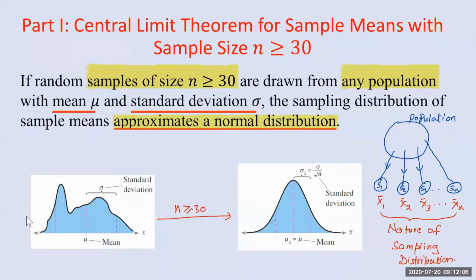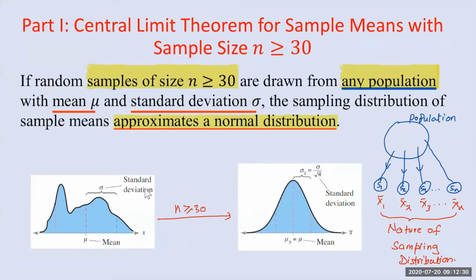So you have a population, okay? You have a population with a mean mu and standard deviation sigma. This population is any population. When I say any population, the distribution can be of any type. It can be uniform distribution, it can be normal distribution, it can be skewed distribution, it can be any.